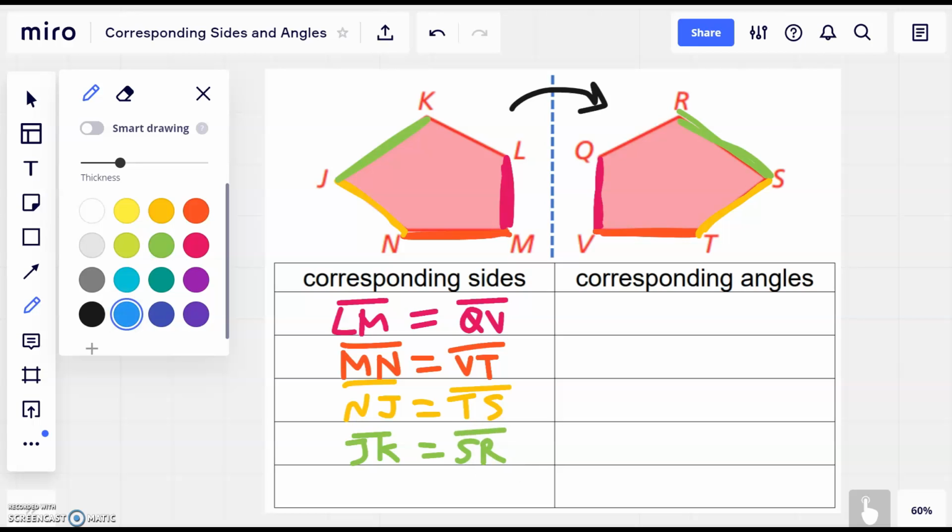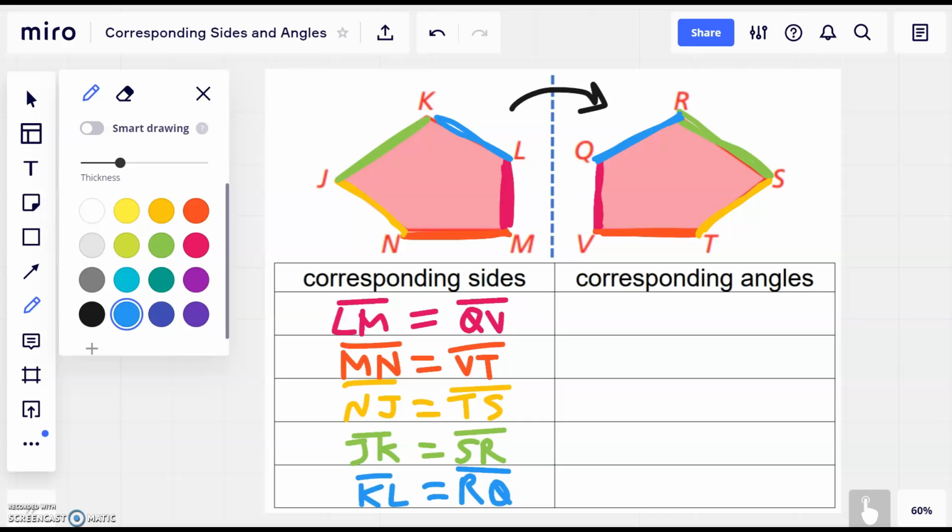And lastly, side KL corresponds to side RQ. And notice how when I write a side length, I do the two letters, then I put that line over the top. That tells your reader that you're talking about a line segment. Okay, so those are all of the corresponding sides in those two figures.